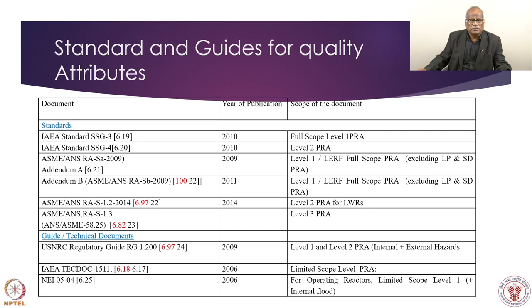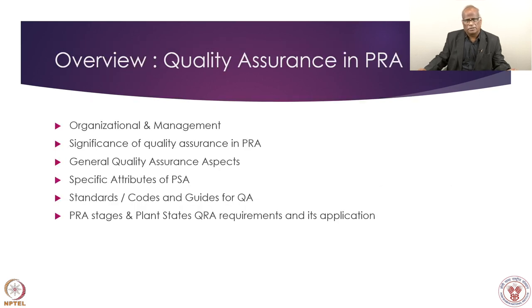So now with this, we take stock or recap what we have discussed. Organizational and management aspects of PRA, the significance of the quality assurance program in PRA, which is a spread-out program. It goes outside of the group also, and if the program is developed and followed in all sincerity, it will bring the quality up. And the general quality assurance aspect has to be addressed. Then specific attributes of PSA, codes and standards, and PRA stages and plan. PRA stages and all we have discussed, and what is required at what stage also forms part of this presentation. So it is sort of holistic in nature.